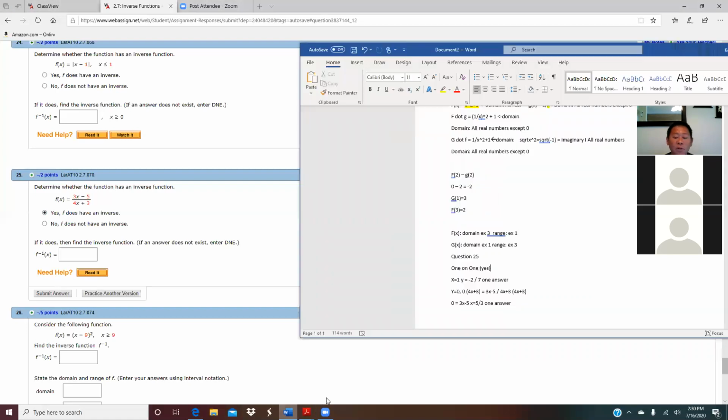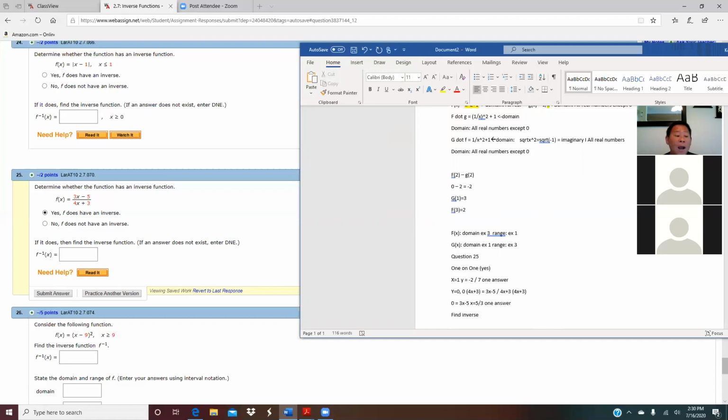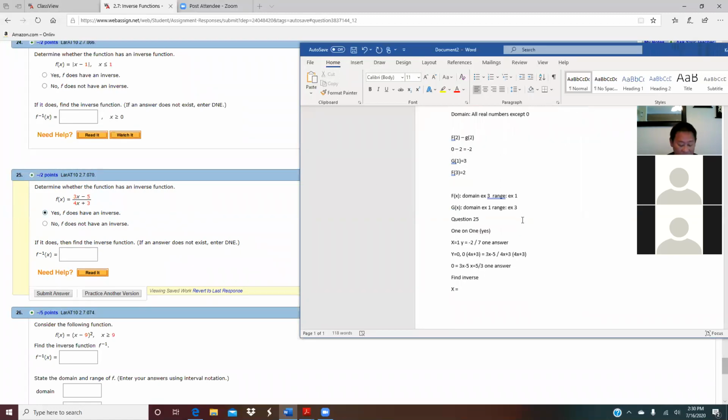And then the next thing we're going to do is find the inverse. Remember last time, when you find the inverse, you change the f of x to become y, and then you interchange your x and y. So that means your f of x becomes x, your 3x becomes 3y, minus 5 divided by 4y plus 3. So now we have to solve for y.